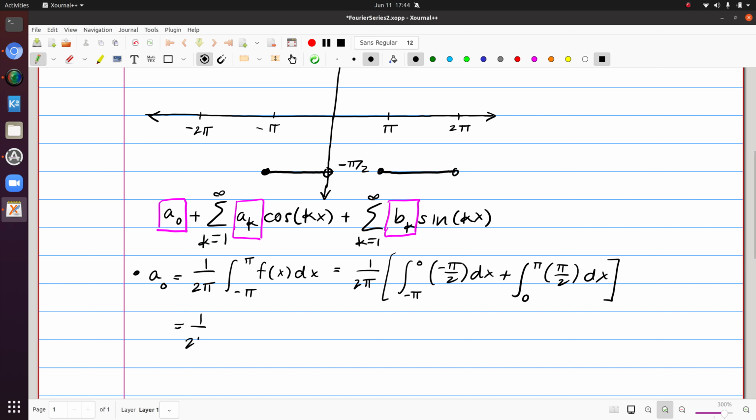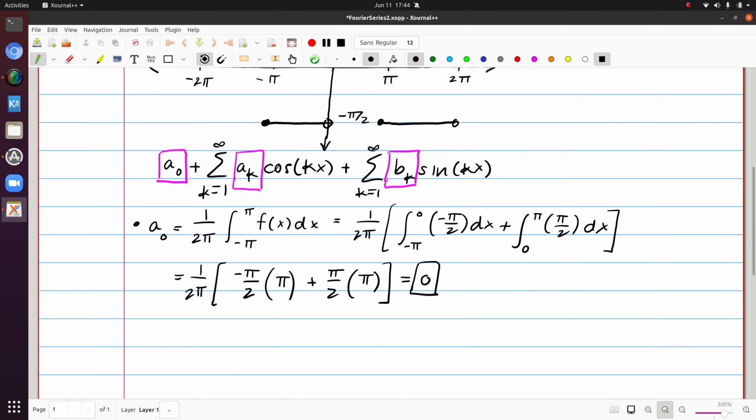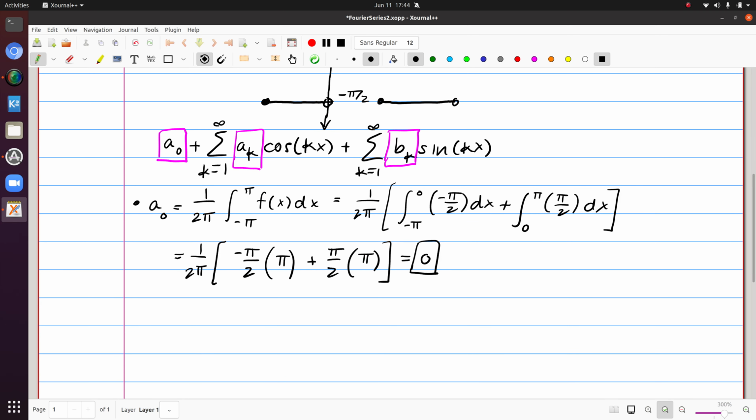And I want to be careful here that I distribute that 1 over 2 pi throughout. So here I have negative pi over 2 times the length of my interval, which is pi. This is just a constant integrand. And likewise, positive pi over 2 times the length of my interval. And these are going to cancel out, and I'll get 0. So I want to remember that my a sub 0 is going to be 0.